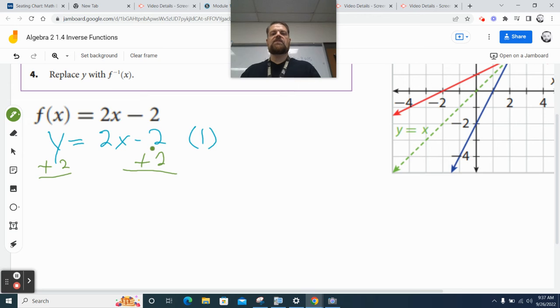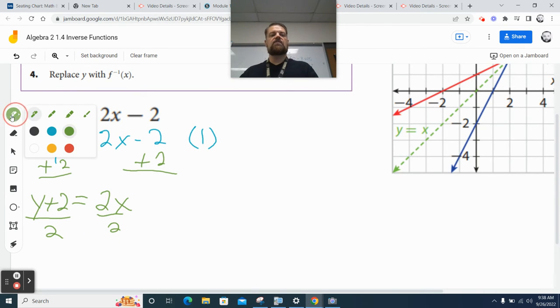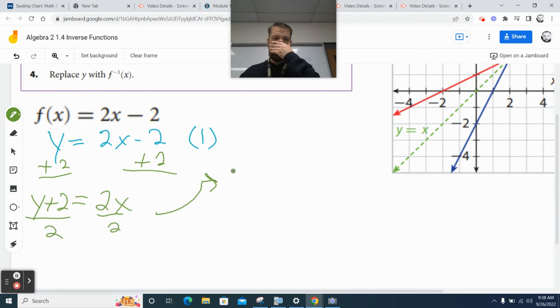Negative 2 plus 2 is 0. 0 plus 2x is just 2x, right? And then y plus 2 is just y plus 2, right? Okay, are we done? Is x by itself? No. What do we need to do next? Divide by 2. Whatever I do on one side, I do on the other. I'm going to write this over here because I want the space. So that's x is equal to y plus 2 all over 2, right?